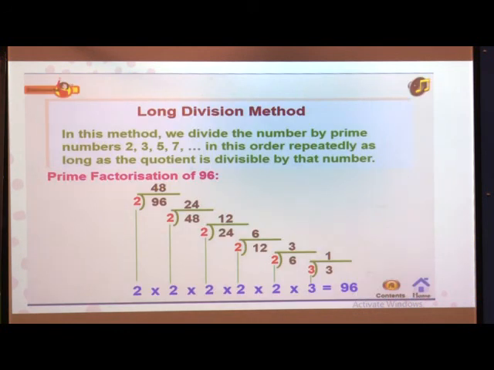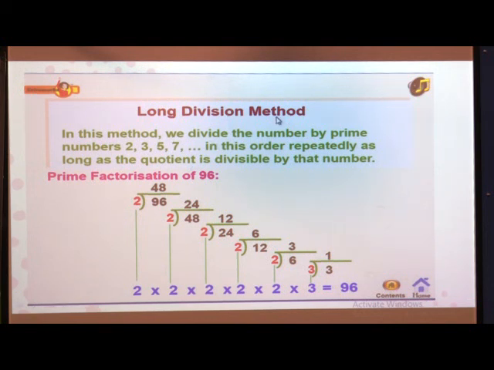Okay, now we have completed exercise 3.5. All the students have to practice all the examples and solve them in your rough book so that you can easily understand the concept. Let us move to our next concept, that is the long division method.